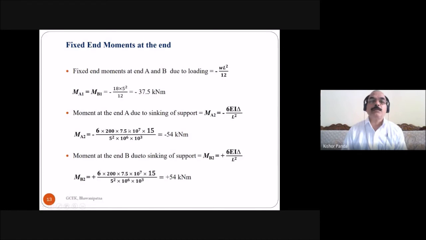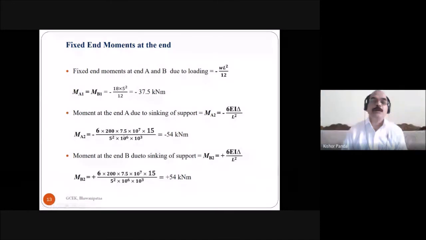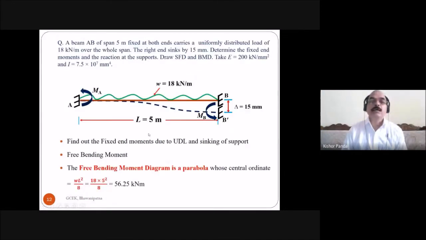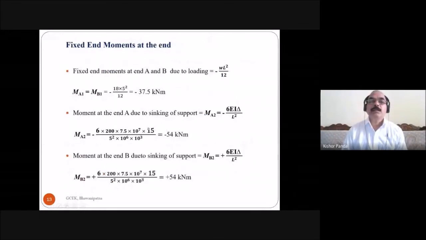Just to convert this mm square to meter square, take 10 to the power minus 6, or divide by 10 to the power 6. And then this is given in mm. The settlement is 15, so here also you have to convert this to meter: 15 by 1000. So this is in meter. Then you will get the answer MA2 in kilonewton meter. So MA2 is equal to minus 54 kilonewton meter.